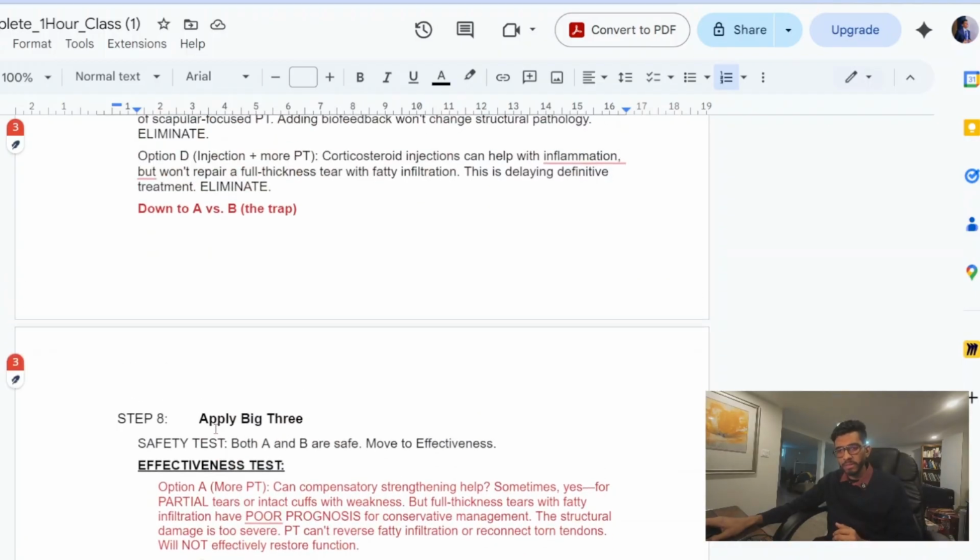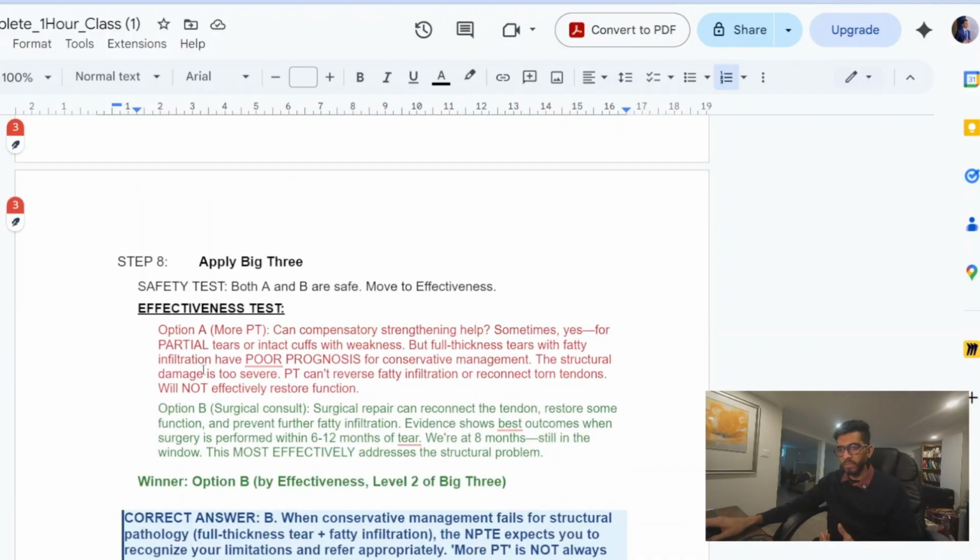Safety. What is the most straightforward, the primary treatment, and which one has the highest evidence? Now, option A, more PT. Can compensatory strengthening really help? Sometimes, yes, for a partial tear or an initial cuff weakness. But full thickness tears with fatty infiltration have a poor prognosis for conservative management. The structural damage is too severe. PT cannot reverse fatty infiltration or reconnect torn tendons. So physical therapy at this stage is not effective to restore function.